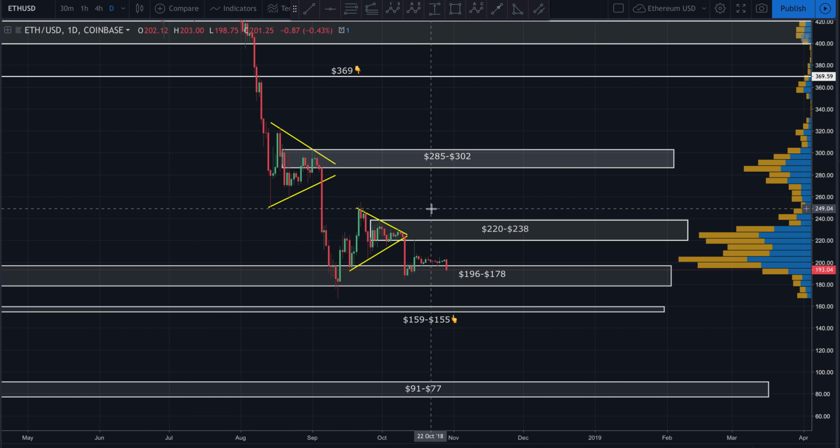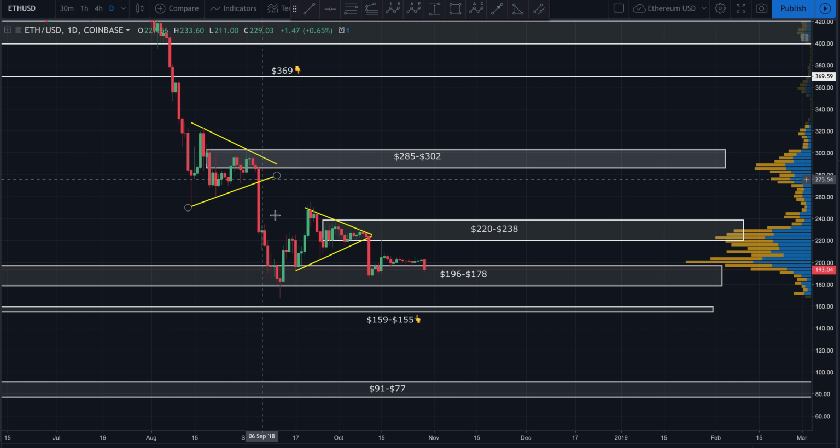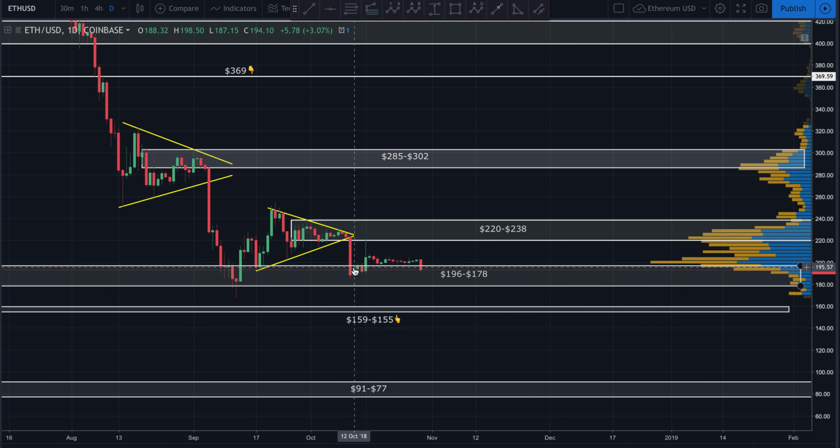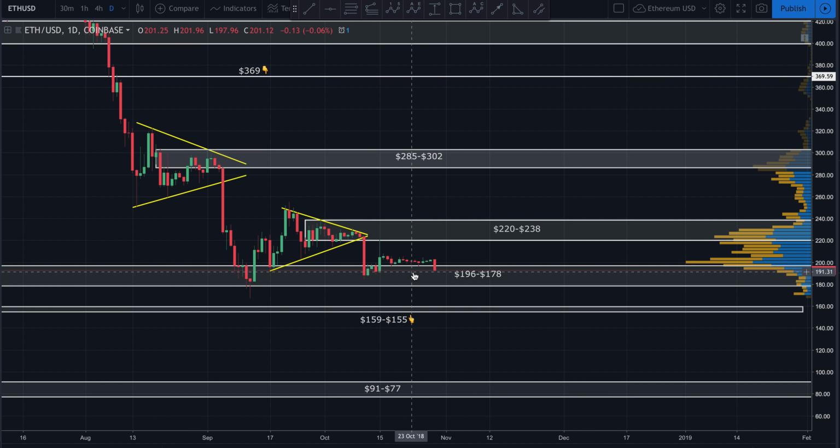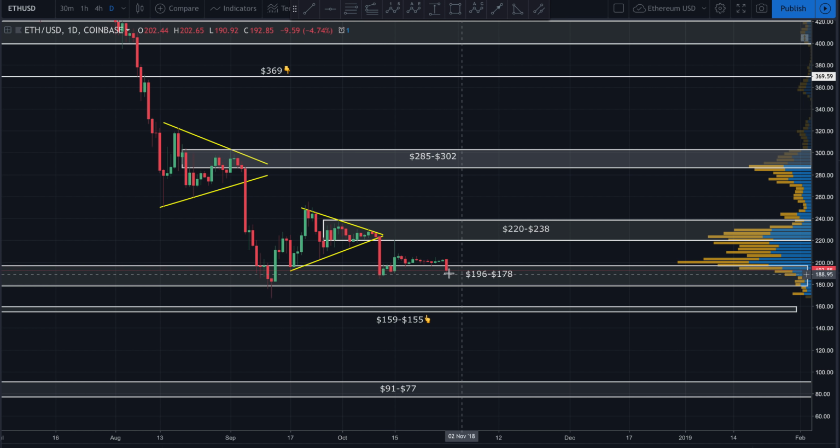Coming over here and checking out Ethereum, guys. Ethereum broke down out of these couple different wedges here, broke down out of this latest one and has been consolidating here since about October the 12th, somewhere thereabouts. So just over 2 weeks, somewhere about 2.5 weeks. We've just been consolidating right on top of this zone, guys. This between 196 and 178, this is the area I told you guys many times in the past was a good accumulation zone.